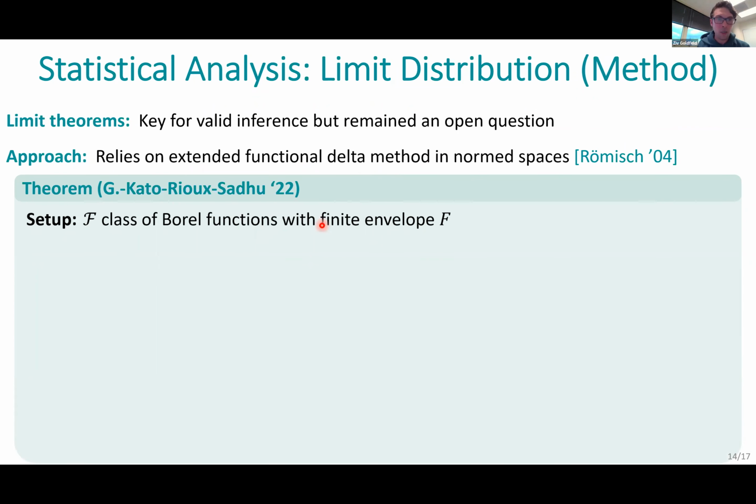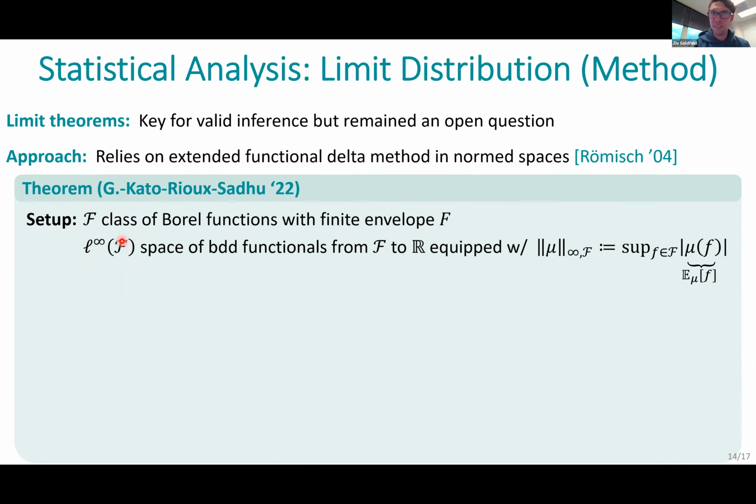Okay, so say you have a class script F of Borel functions, and this script F class will in a moment become the function class in our dual form. Now, let me define L infinity of F as the space of all bounded functionals from the class F to R, and I want to equip it with the sup norm as defined over here.